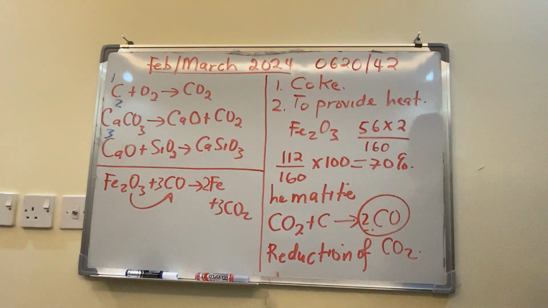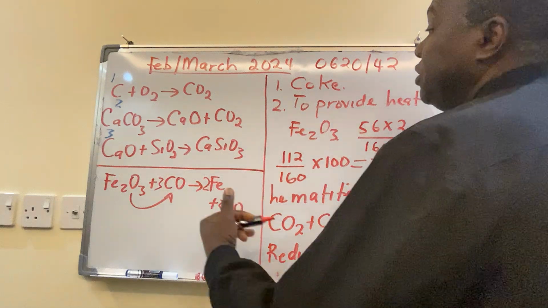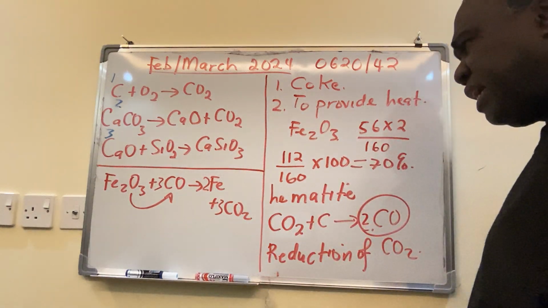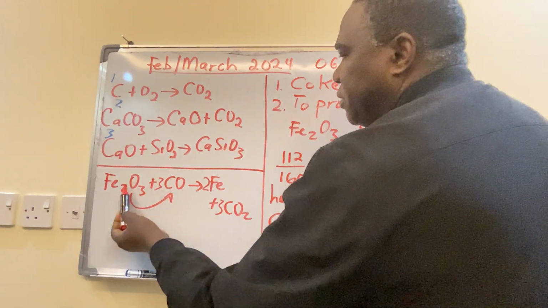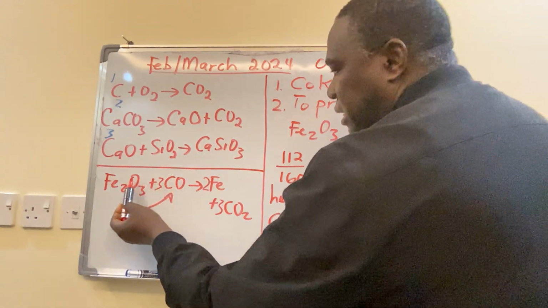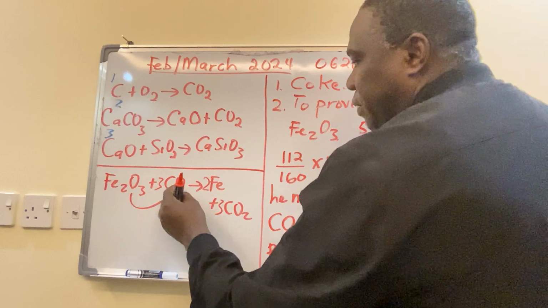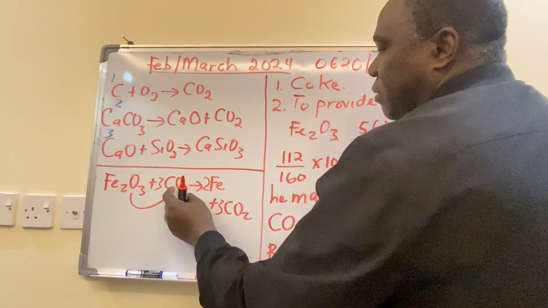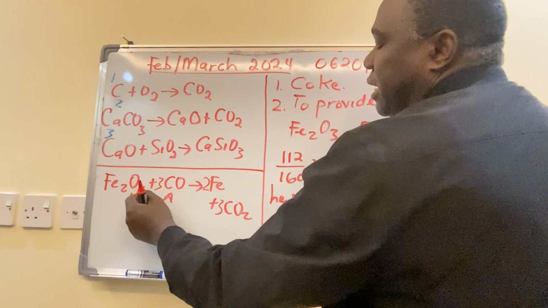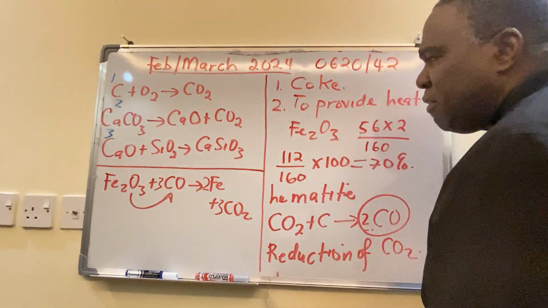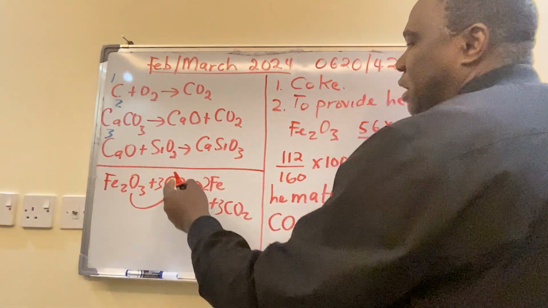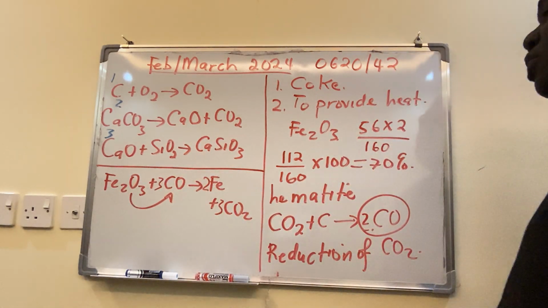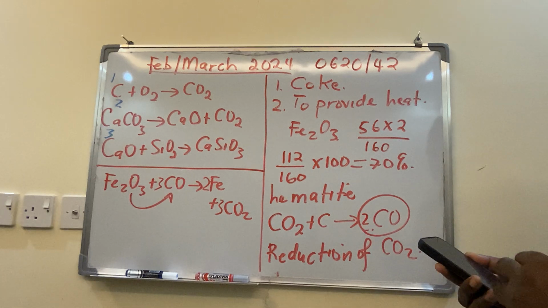This is actually a redox reaction, and you need to be comfortable with redox reactions. Iron oxide is losing oxygen to carbon monoxide, so it is being reduced. Carbon monoxide is gaining an oxygen atom from iron oxide, so it is being oxidized. Carbon monoxide is reducing iron oxide, so carbon monoxide is the reducing agent here. It acts as a reductant in that equation.